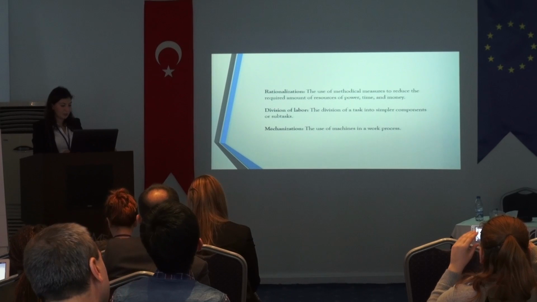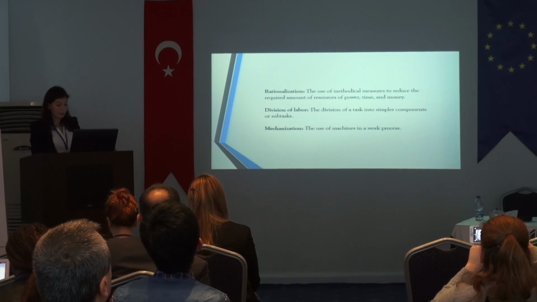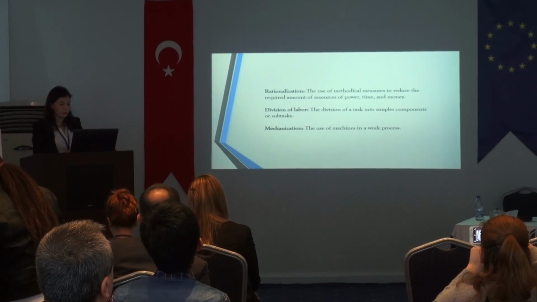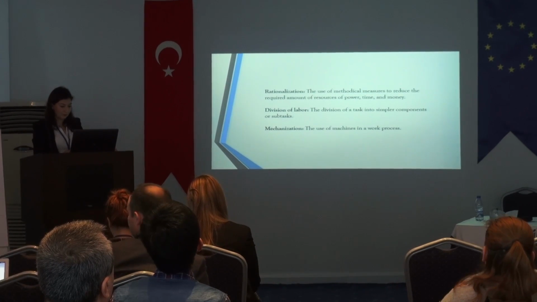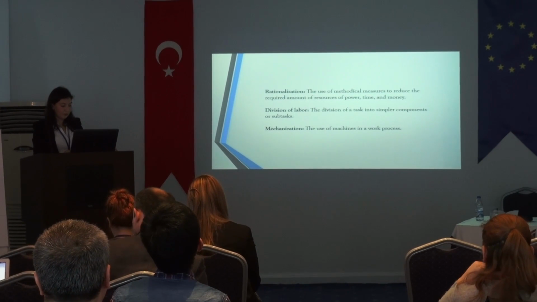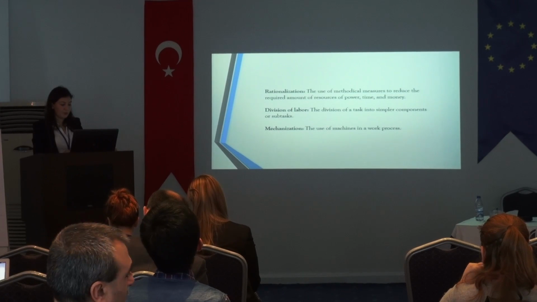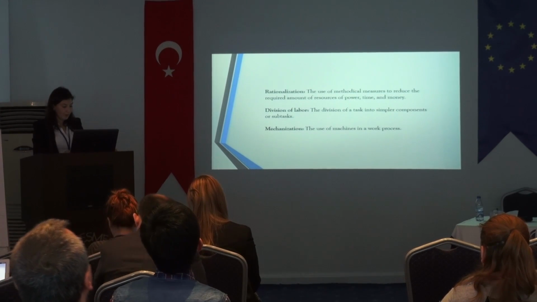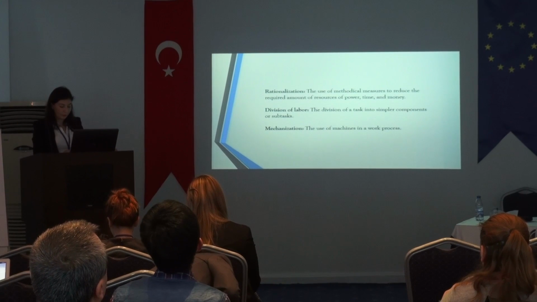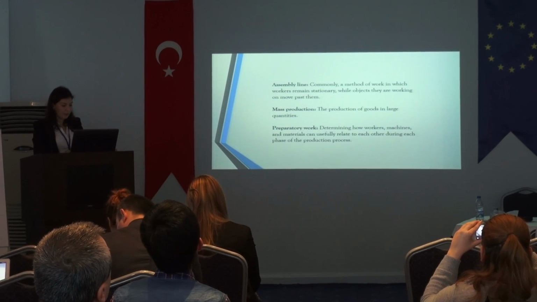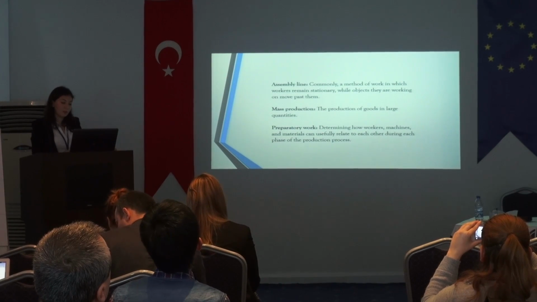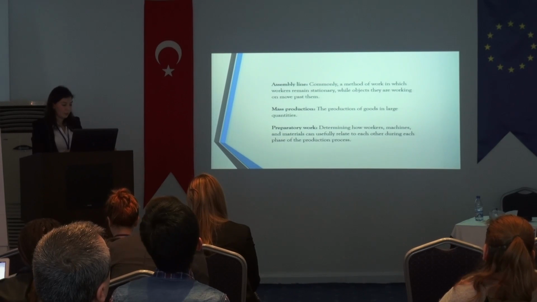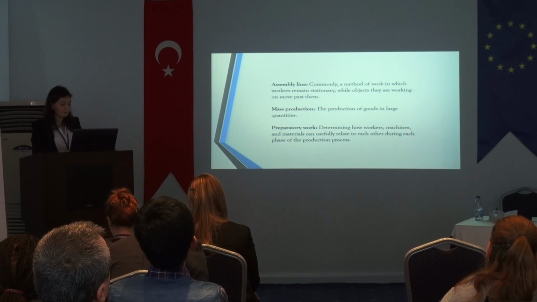First one is rationalization, the use of methodical measures to reduce the required amount of resources of power, time, and money. Division of labor, the division of a task into simpler components or subtasks. Mechanization, the use of machines in a work process, as you know. Assembly line, commonly a method of work in which workers remain stationary while objects they are working on move past them. Mass production, the other one, is the production of goods in large quantities.